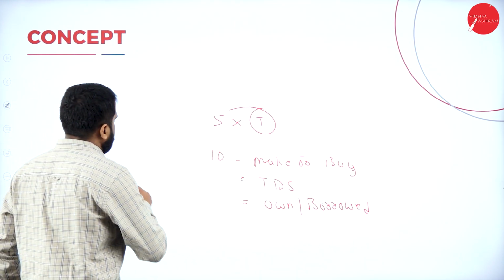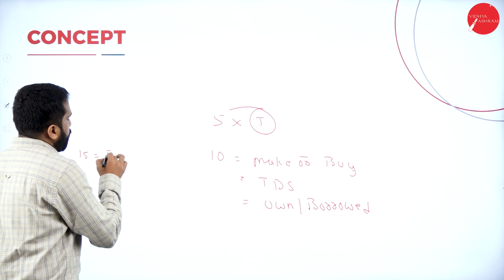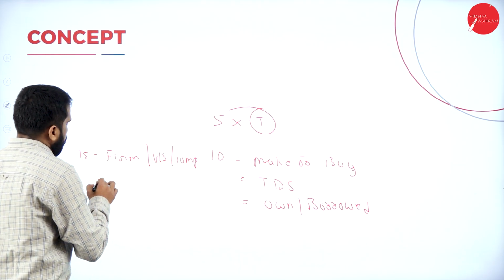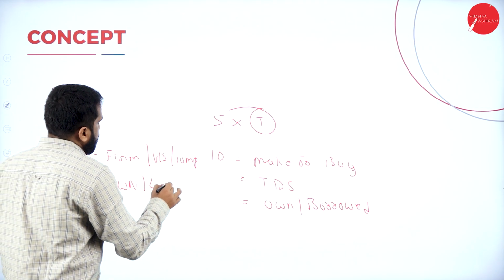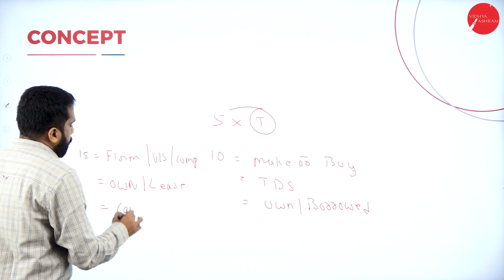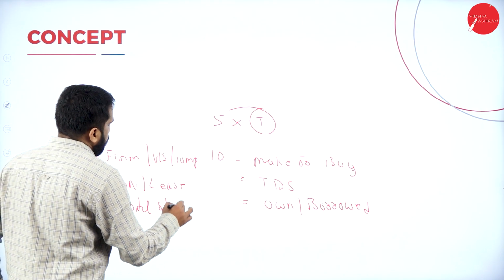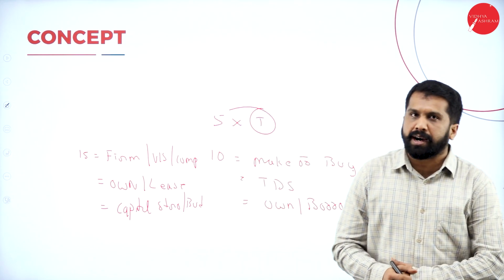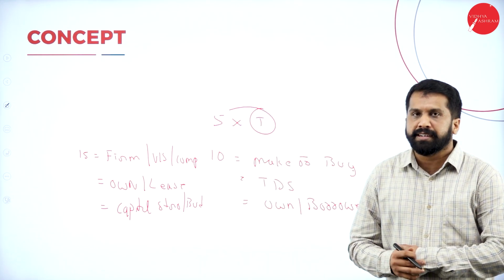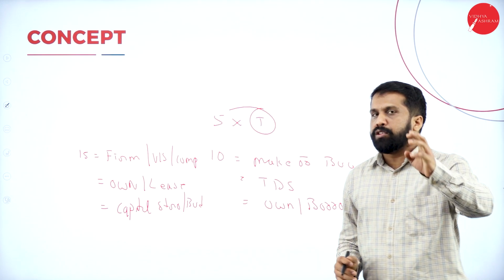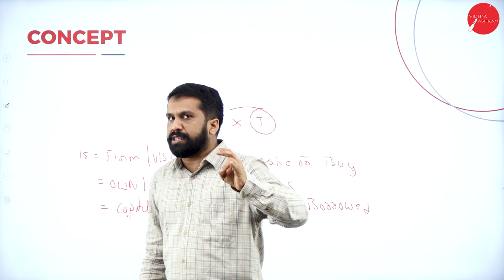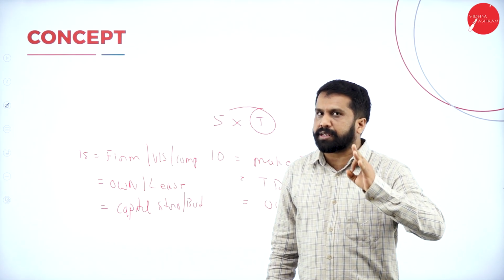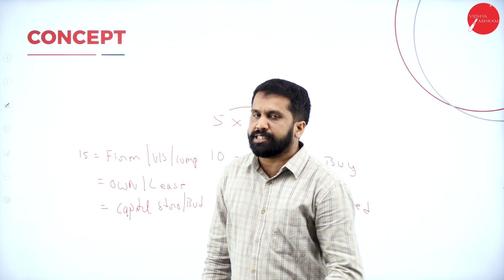What about 15 marks? Your 15 marks will be firm versus company, own fund or lease fund, capital structure or budgeting. So these are your topics, or your question paper pattern for your examination. Hope you are clear. You are done with all the problems? Yes. You are done with theory? Yes. You are done with your question paper pattern? Yes. So everything I have given you clearly, and the next job is yours.